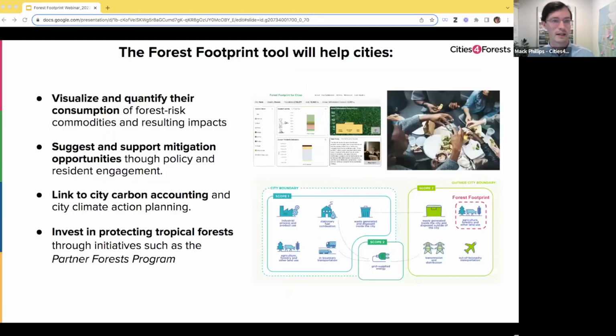Scott covered quite a bit about the goals of the forest footprint for cities, but here I'll just summarize them again. The forest footprint has been built to help cities visualize and quantify their consumption of forest risk commodities and the resulting impacts. It's also built to suggest and support mitigation opportunities through policy and resident engagement. It's been built to link city carbon accounting and city climate action planning to forest, something that is critical to the Cities for Forest mission, and also lead to future investments in protecting tropical forests through initiatives such as the Partner Forest Program.